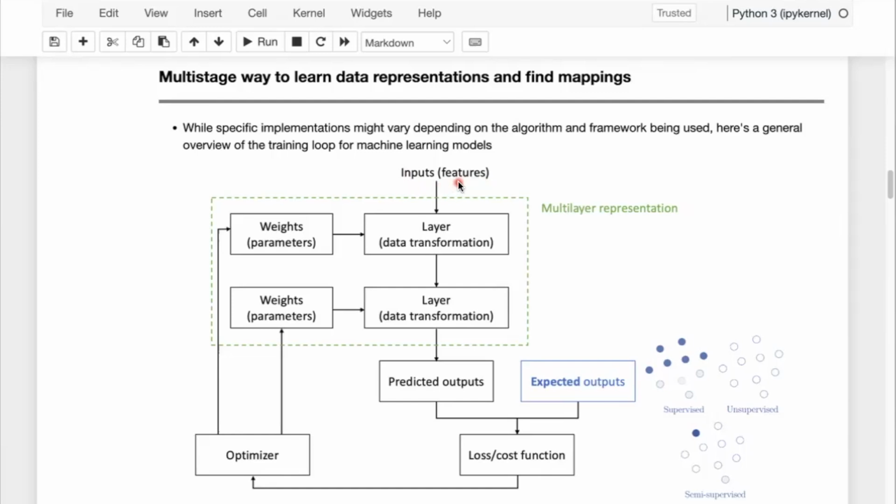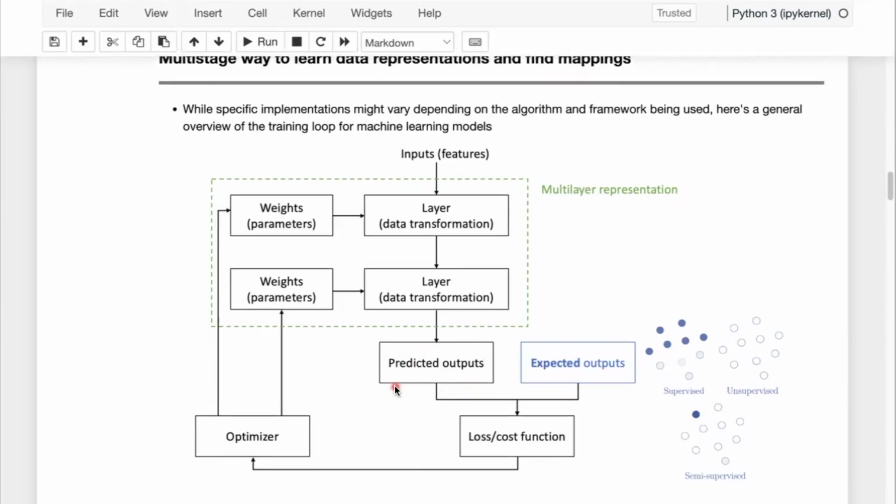And then what we do, we start transforming these inputs that we have. This can be only one transformation, or it can be multiple transformations. That's exactly the difference between classical versus modern neural networks and deep learning models, that in more modern models, you have multi-layer representations because you have more complex models. And then we find some predicted outputs. For example, that can be the answer to that bank loan default problem, yes or no.